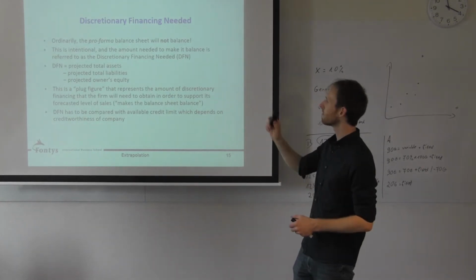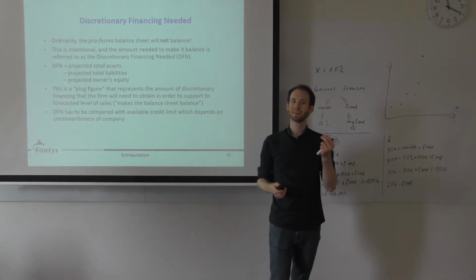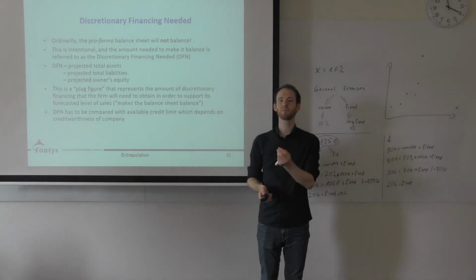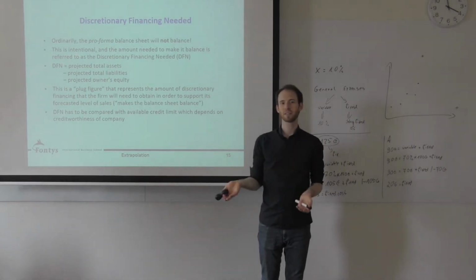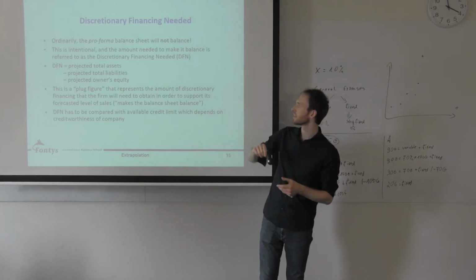Well, then we have one topic before we actually can start with really diving into the forecasting: the discretionary financing needed. And this is a very fancy term, simply meaning what kind of additional money do we need if we want to grow. So if we want to grow by 10%, how much more money do we need? And this is called DFN, discretionary financing needed.